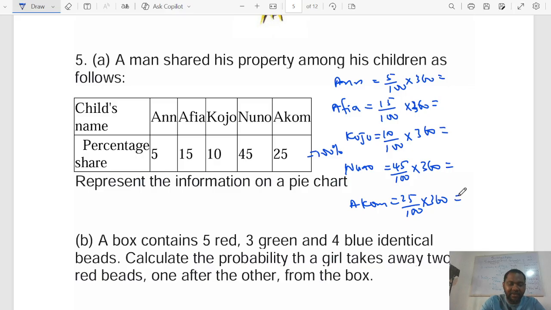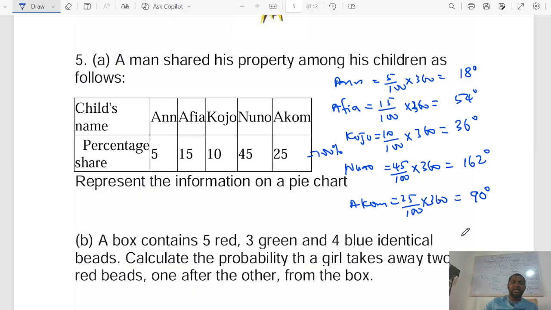So the first one, 5 times 360 divided by 100, is 18 degrees. The next one is 15 times 360 divided by 100, which is 54 degrees. The other one is 10 times 360 divided by 100, which is 36 degrees. The other one is 45 times 360 divided by 100, which is 162 degrees. And this one is 90 degrees. Okay, so this is it.